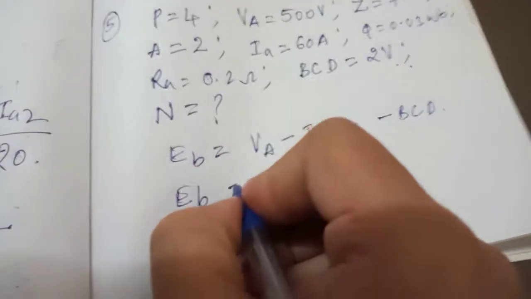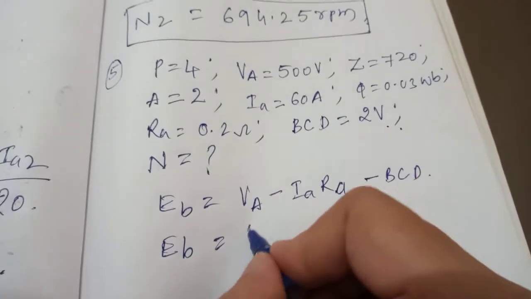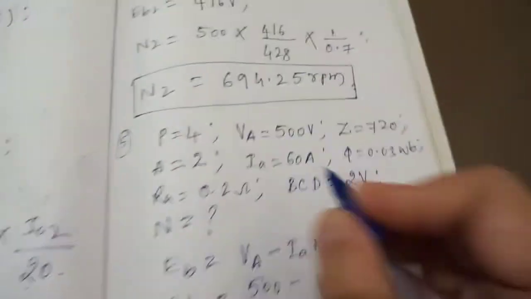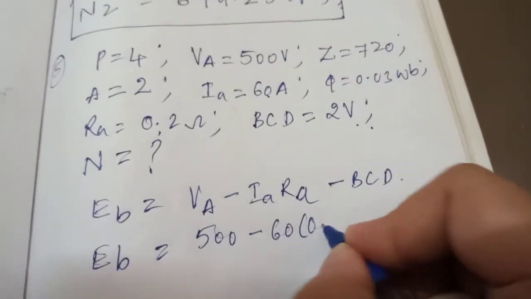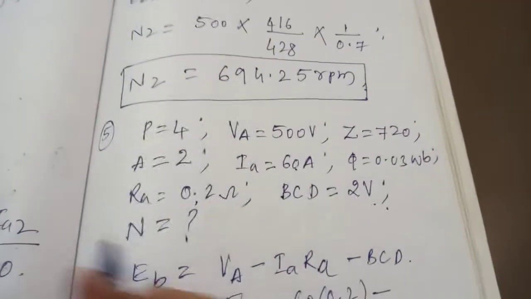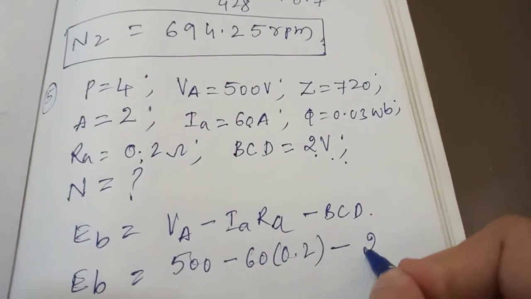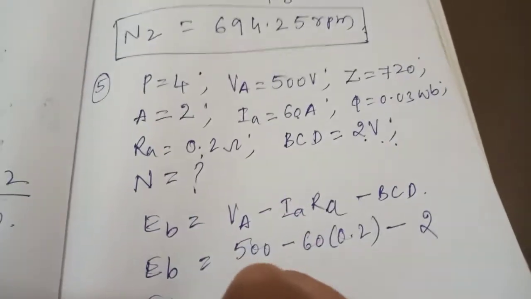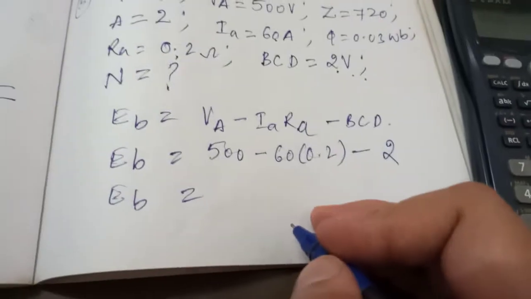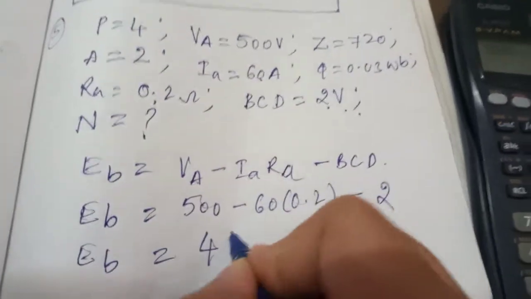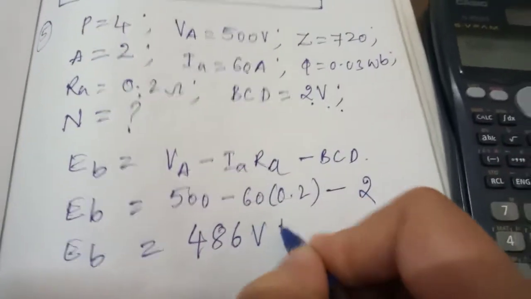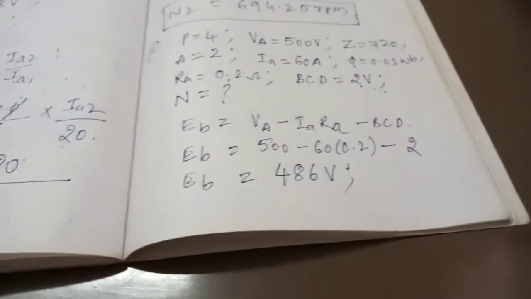So EB is equal to, what is the value of VA? VA is equal to 500 minus IA, which is 60, into RA, which is 0.2, minus BCD, the brush contact drop, which is 2 volts. So EB is equal to 486 volts. This is the back EMF developed.